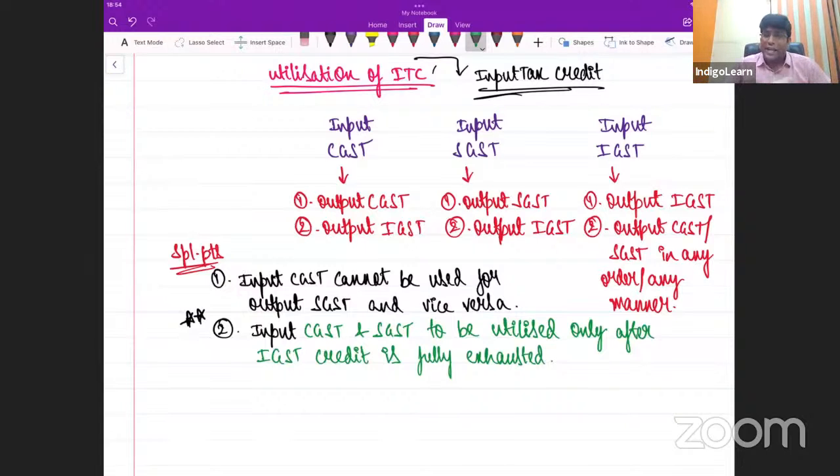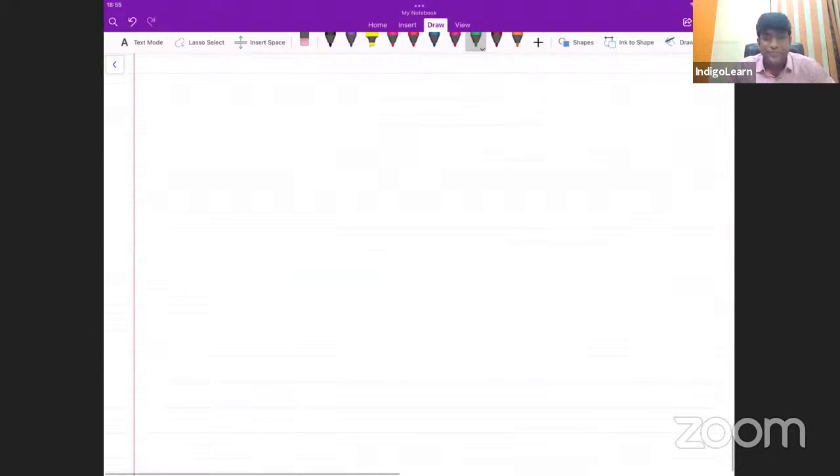So first use the entire IGST credit. First to use what? Entire IGST credit. Then only you can use CGST, SGST credit. Without completely utilizing IGST credit, you can't touch CGST, SGST credit. Very, very interesting. Let me talk with numbers.